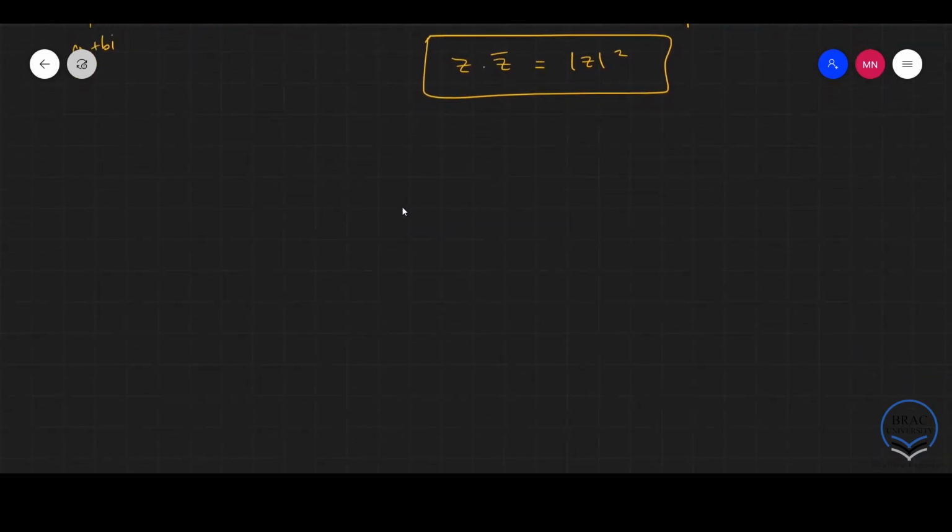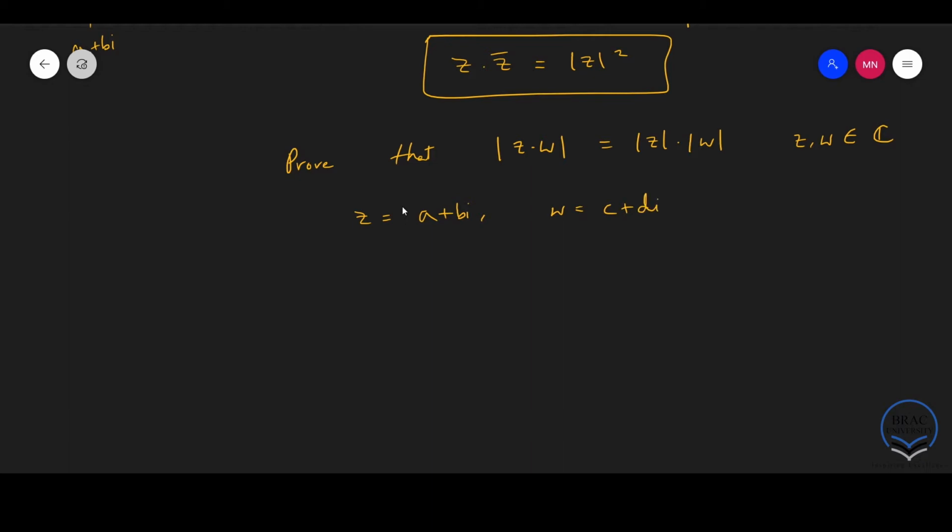Now let's also try and prove that the magnitude of the product of z and w is equal to the magnitude of z times the magnitude of w for all complex numbers z and w. So z and w belong to the set of complex numbers, right? So we can let z be equal to a plus bi, and we can let w be equal to c plus di, right?